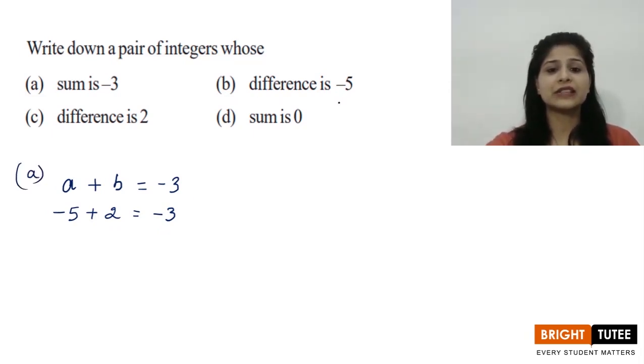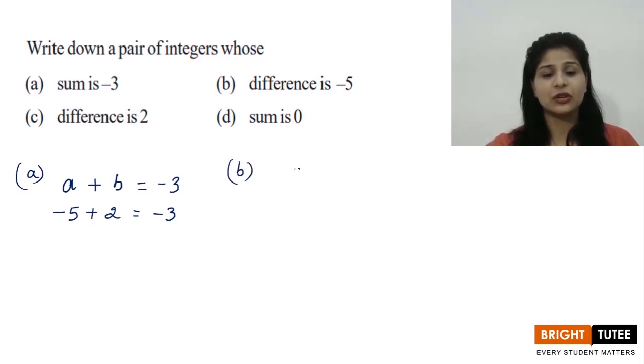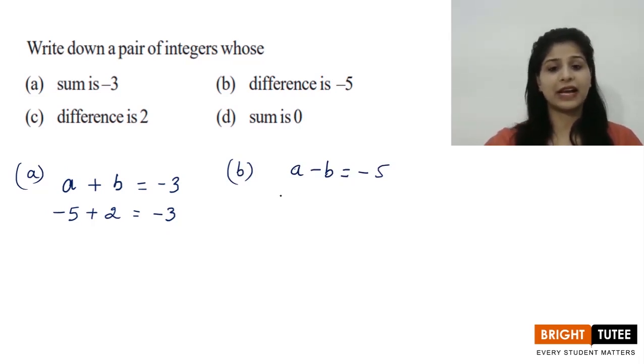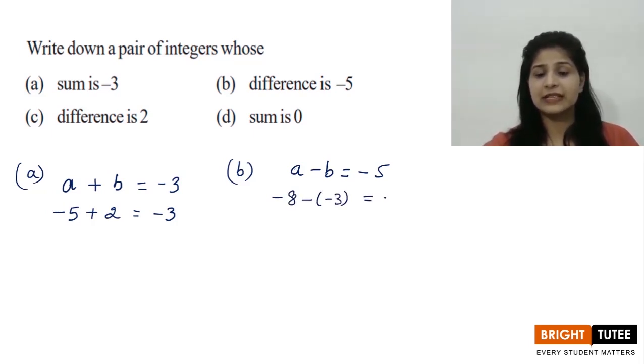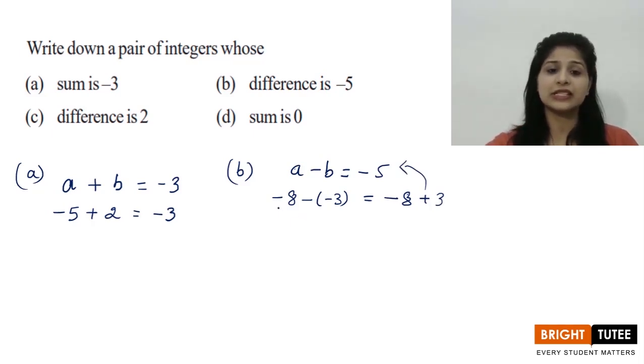Now B part is difference is minus 5. So when you do A minus B, you should get the answer as minus 5. Okay. So what if I write minus 8 and minus 3? You will write it as minus 8, okay, and plus 3. It will give you minus 5 as the answer. So the two integers are minus 8 and minus 3.